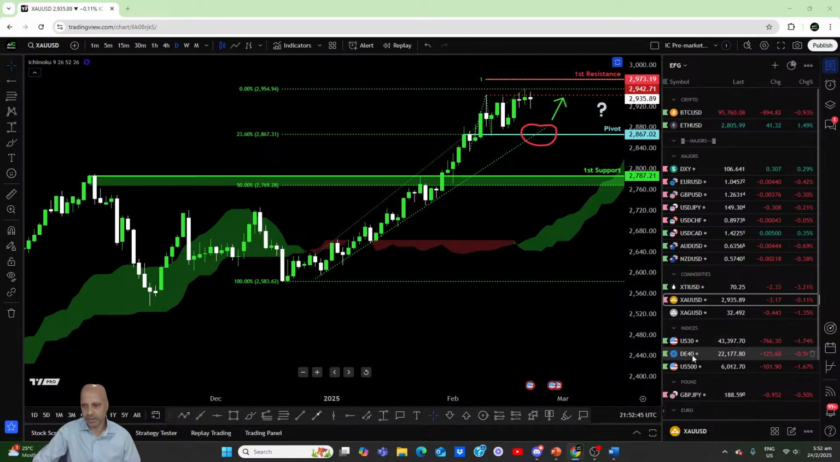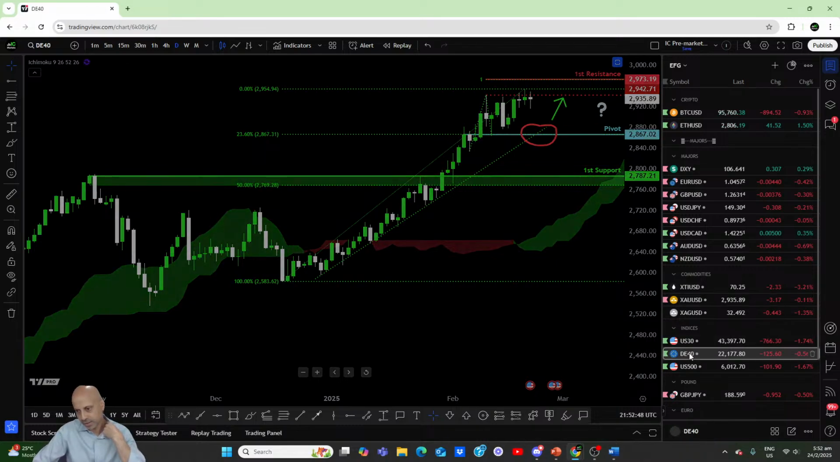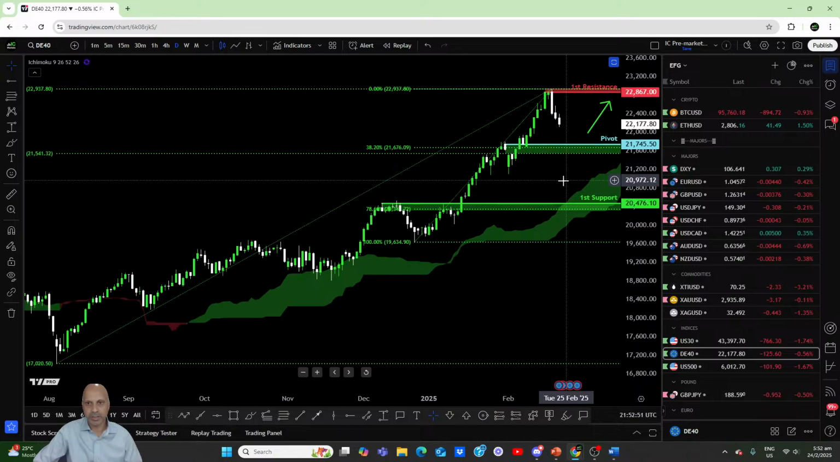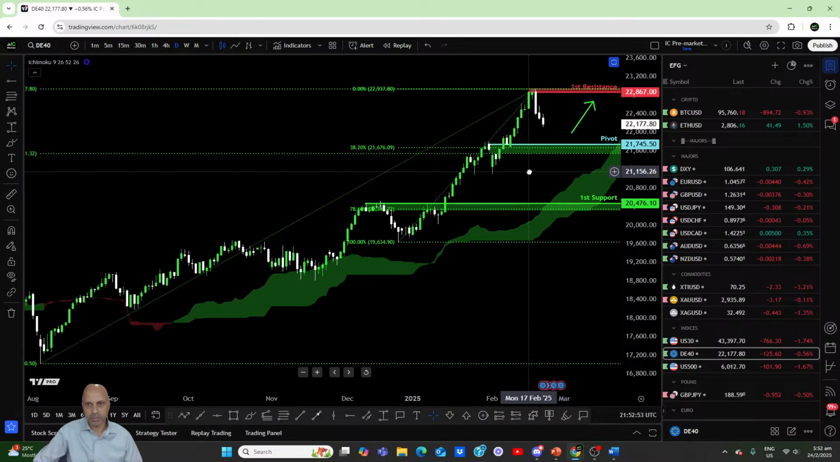Looking at US, let's start with D40, right? Let's take a look at the DAX, right? D40 is the instrument that tracks the DAX futures, and we've seen this European index, or this German index, pull back sharply since 19th of February, right?